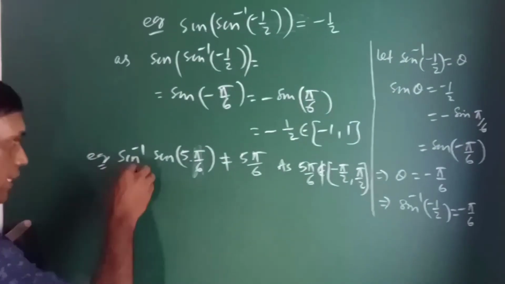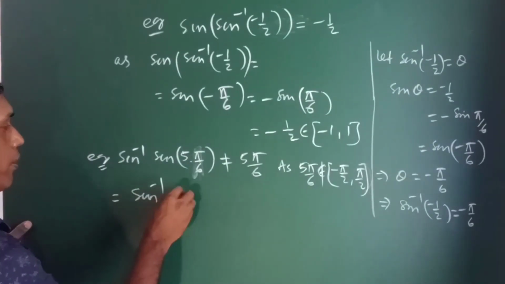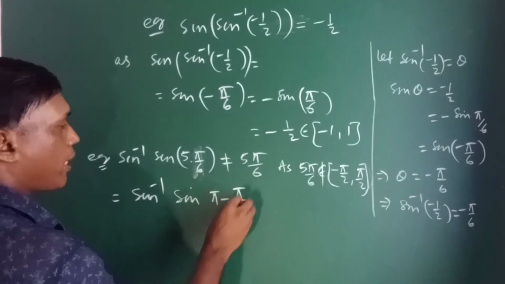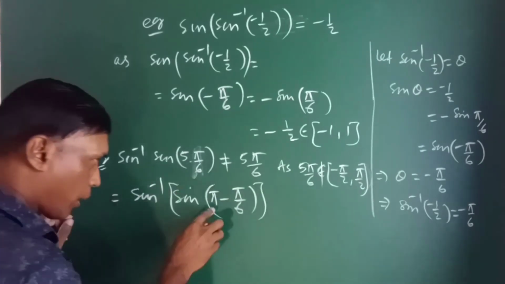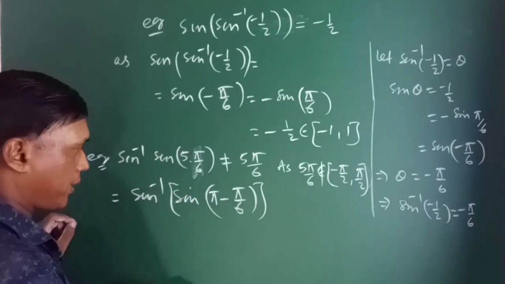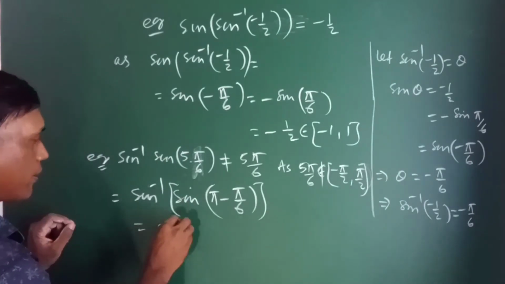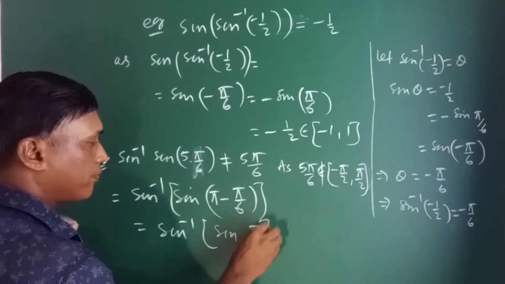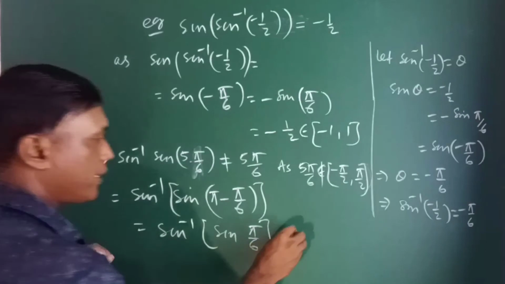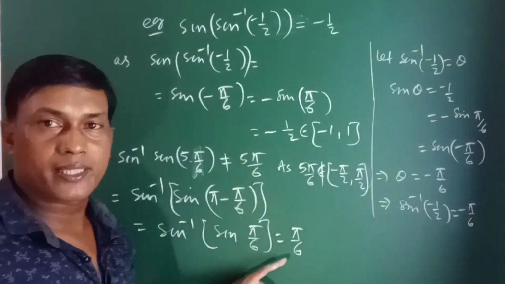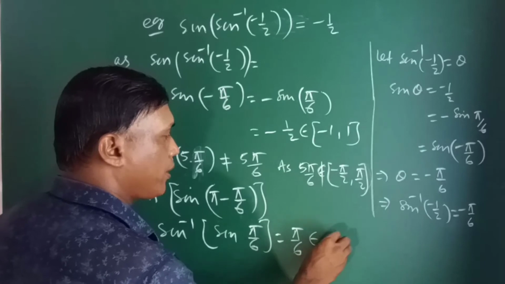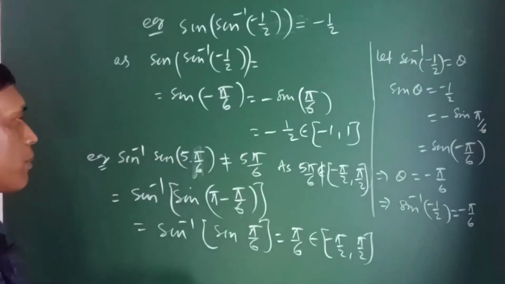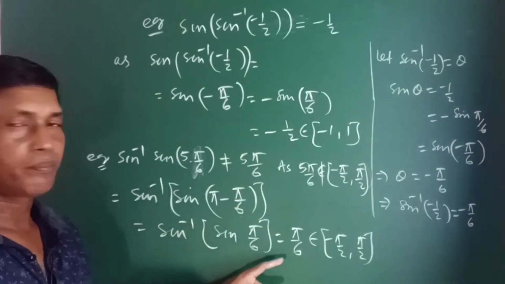Now look here. Sin inverse sin 5 pi by 6 can be written as pi minus pi by 6. If you solve pi minus pi by 6, you will find 5 pi by 6. So this is sin inverse of sin of pi minus theta, which is sin theta. So sin inverse of sin x is x, because pi by 6 is 30 and 30 lies between minus pi by 2 to pi by 2. So sin inverse of sin 5 pi by 6 is equal to pi by 6.